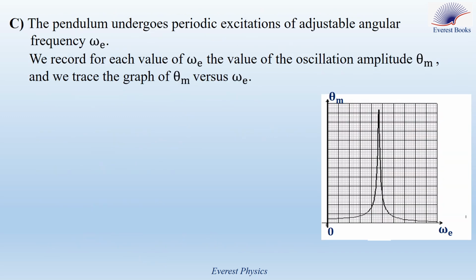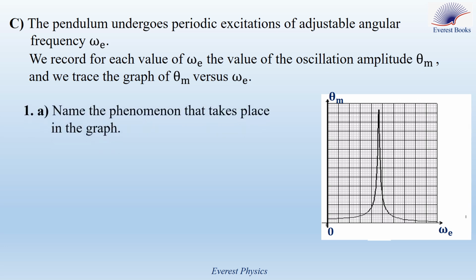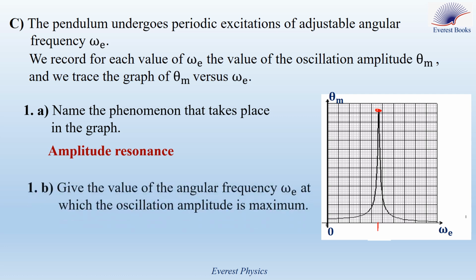Part C. The pendulum undergoes periodic excitations of adjustable angular frequency omega e. This means that the pendulum is coupled to an exciter having an angular frequency omega e. We record for each value of omega e the value of the oscillation amplitude theta m, and we trace the graph of theta m versus omega e as shown on the adjacent figure. 1a. Name the phenomenon that takes place in the graph. Look at the figure. For a certain value of omega e, theta m is maximum, so in this case we have an amplitude resonance.